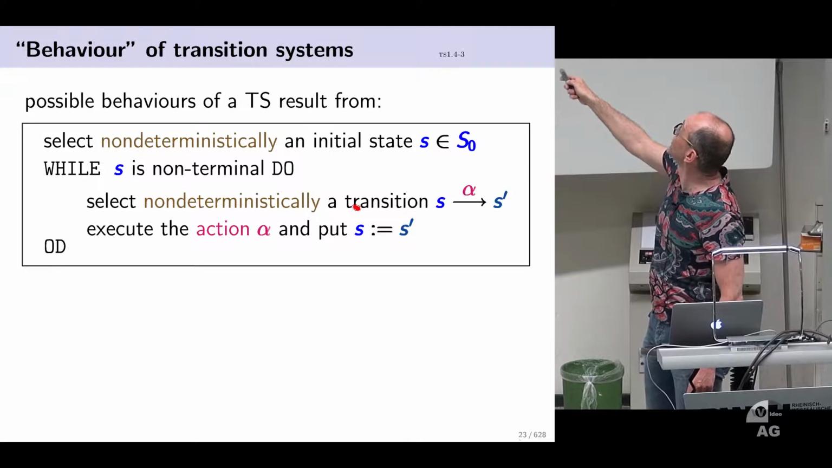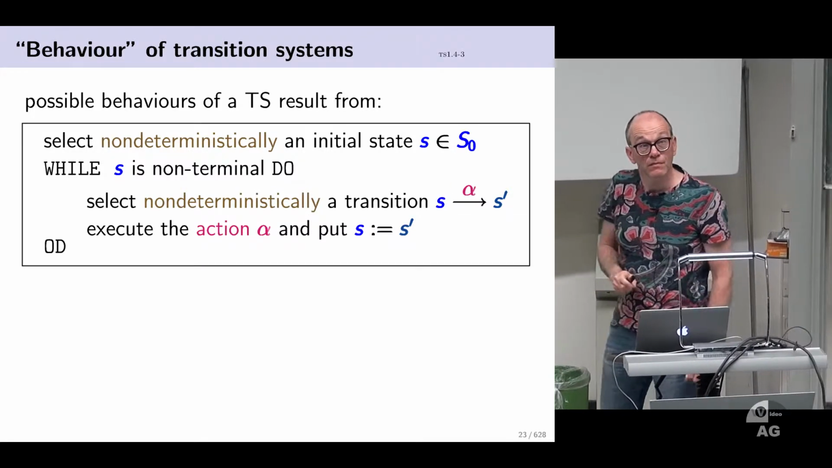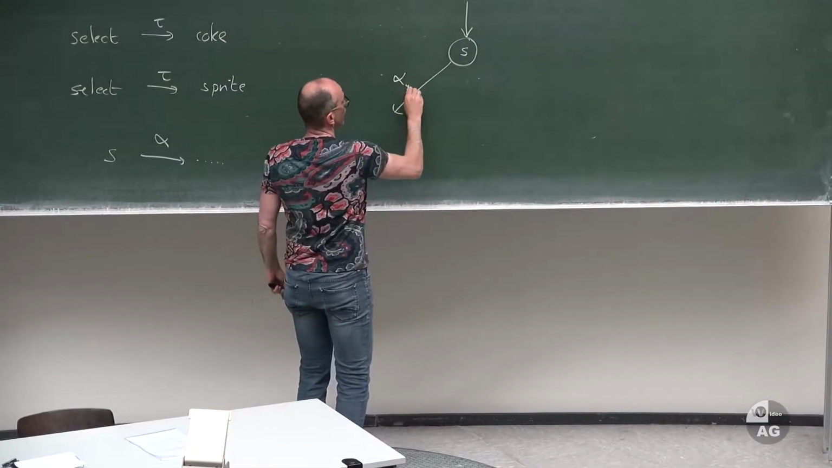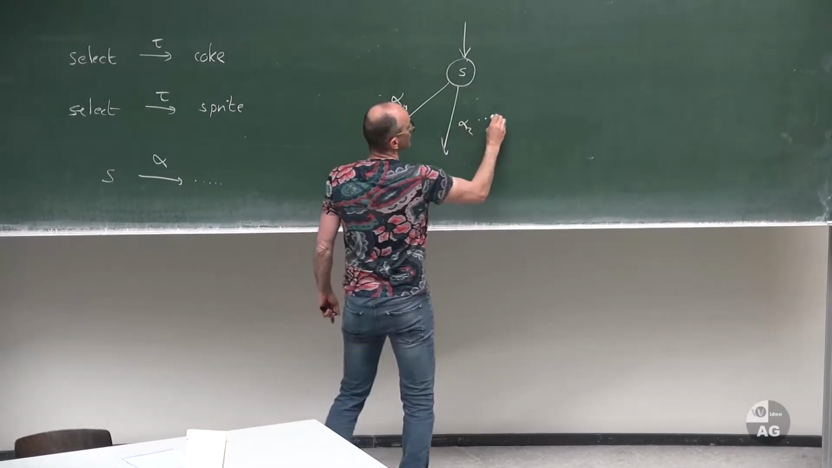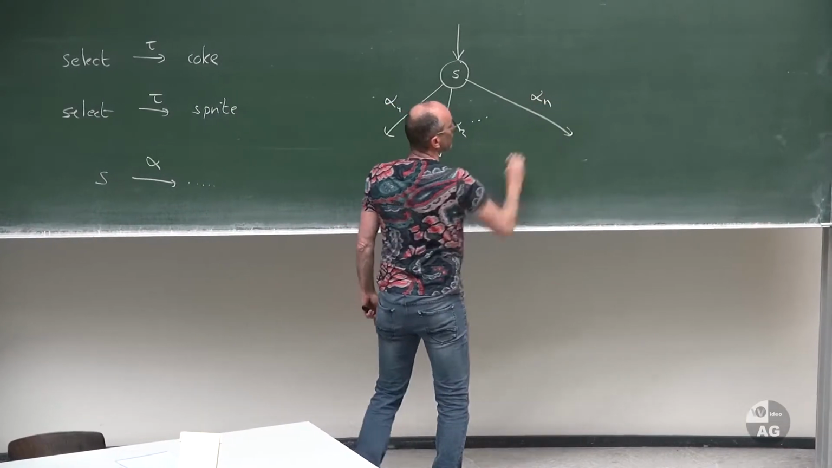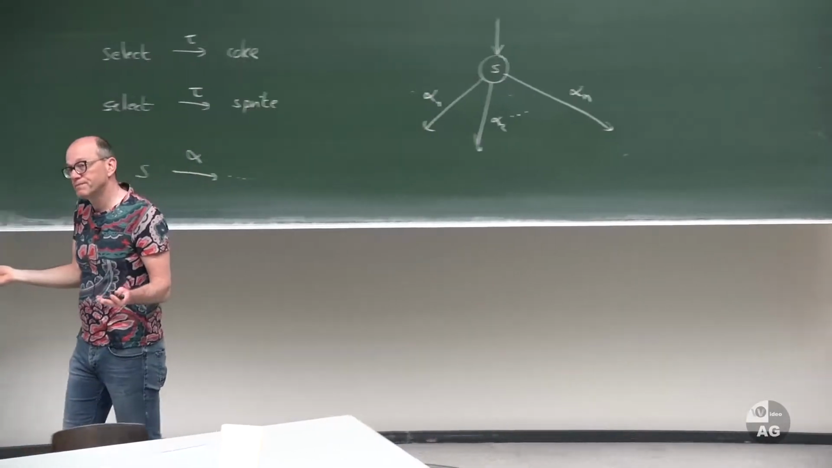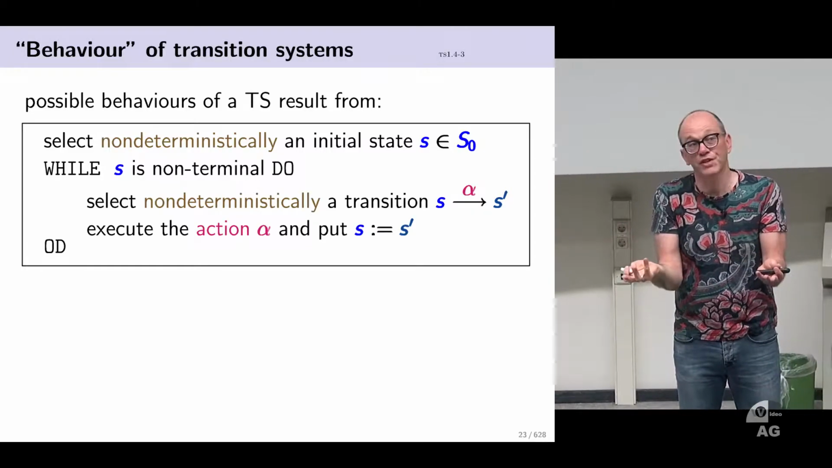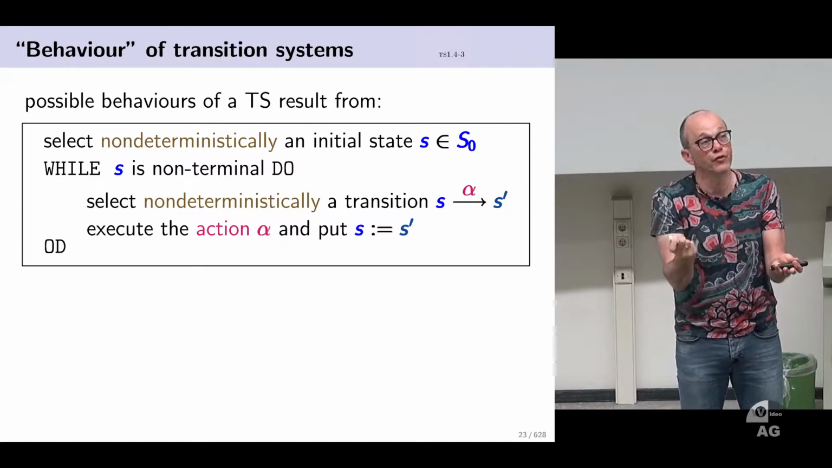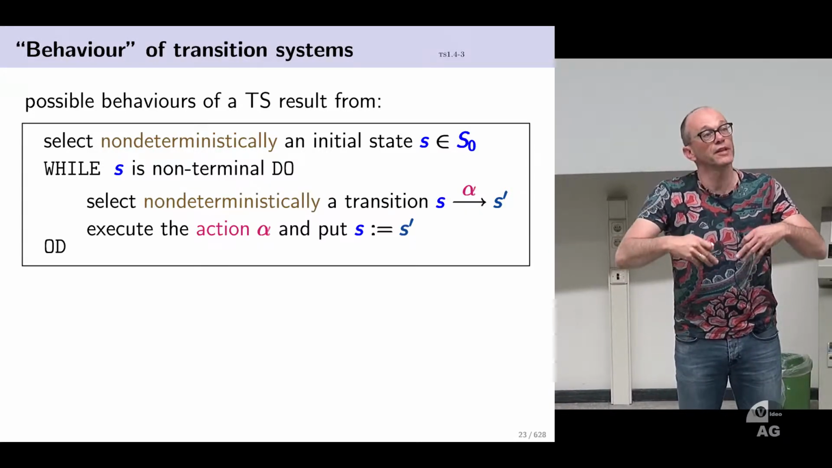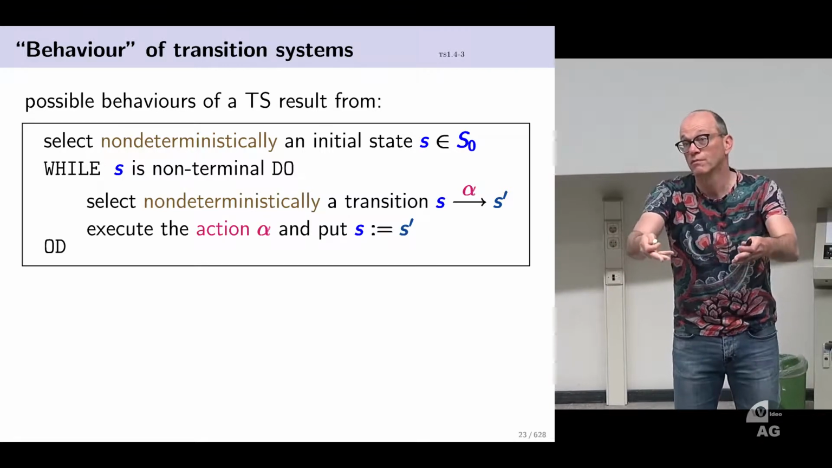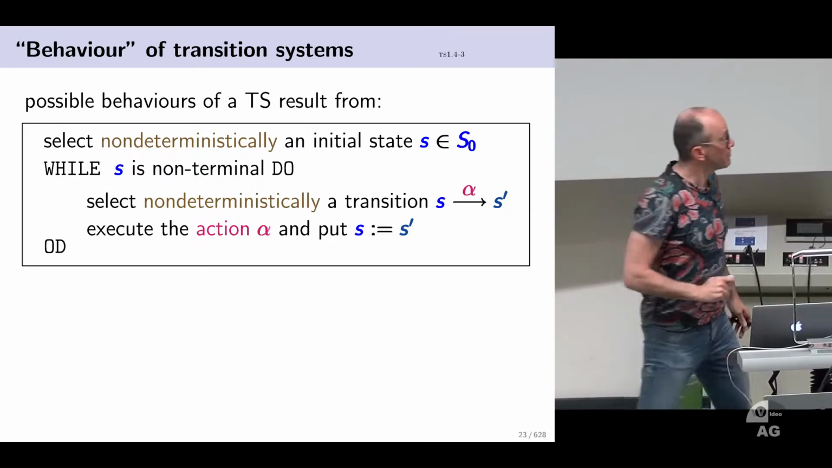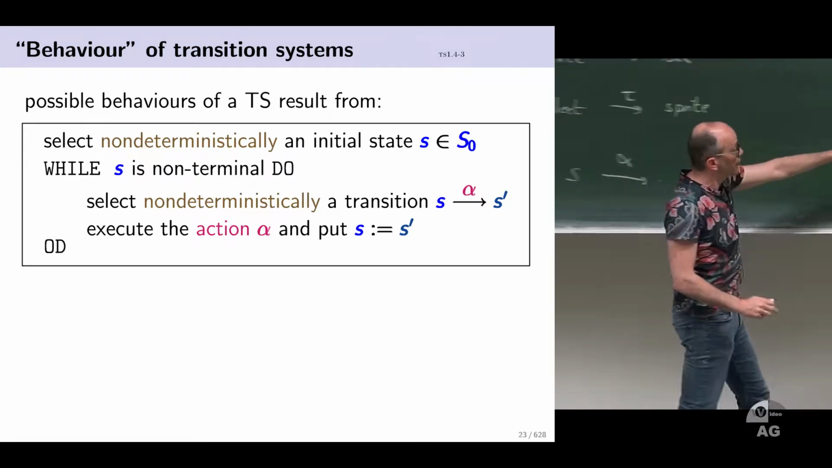So if we have a non-terminal state, then what do we do? We select non-deterministically a transition. So look at this S. This S has maybe several outgoing transitions: alpha 1, alpha 2, alpha n. Which one are we going to take? Well, the transition system is describing the possible behaviors of a system. It's not an automaton waiting for alpha 1 as an input. No, it's something that describes what the system can do, proactively, I mean on its own. And that means you can either do alpha 1 or alpha 2 or alpha n.